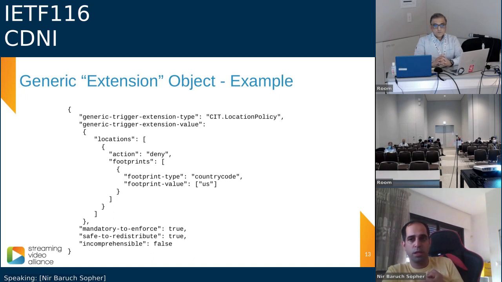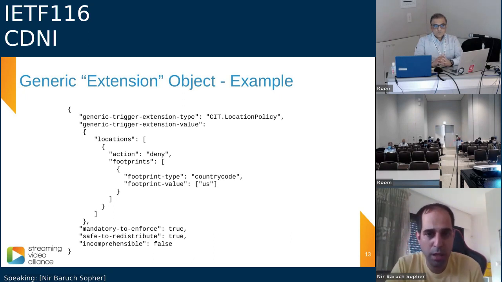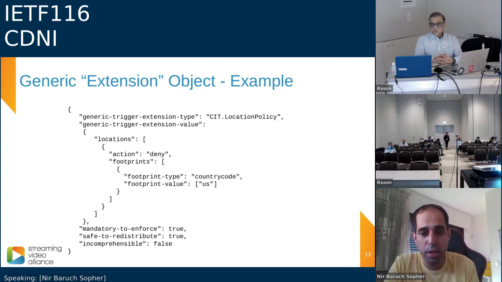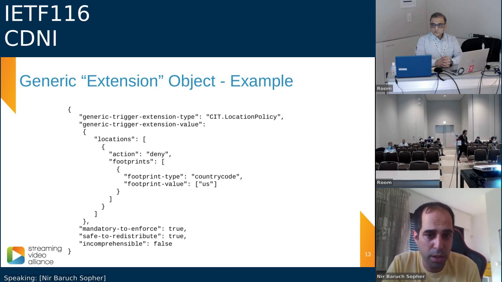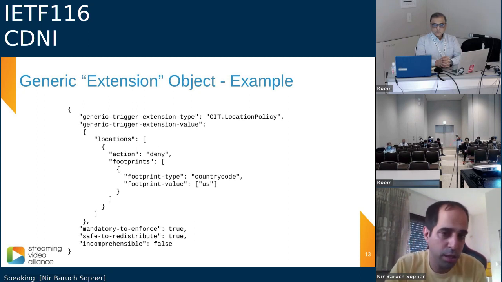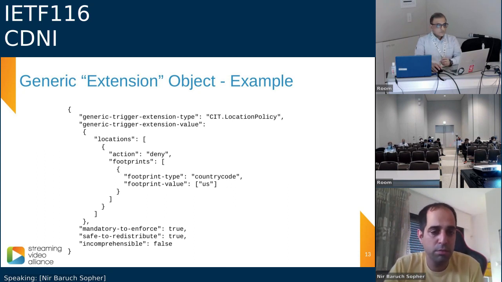So this is an example. For the location policy and extensions, for example, we would like to have a preposition of content, but here we deny it from the US. Okay. This is the location policy example. We also have a time policy that says exactly when to execute the trigger, and we can add whatever extension we would like to. And next.